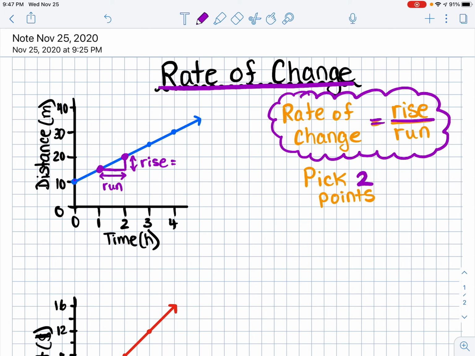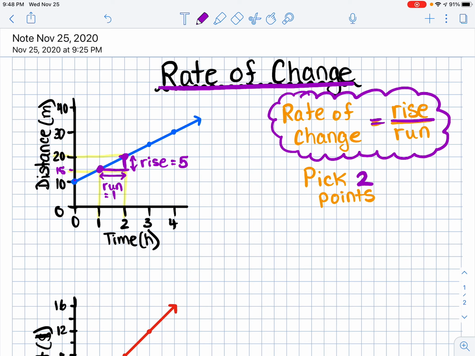So the rise goes from about 15 to 20. It starts at 15 here and goes all the way up to 20. So that means the rise is a total distance of 5. And then the run starts at 1 and goes over to 2. So the run is equal to 1 hour because it just goes from here to here.